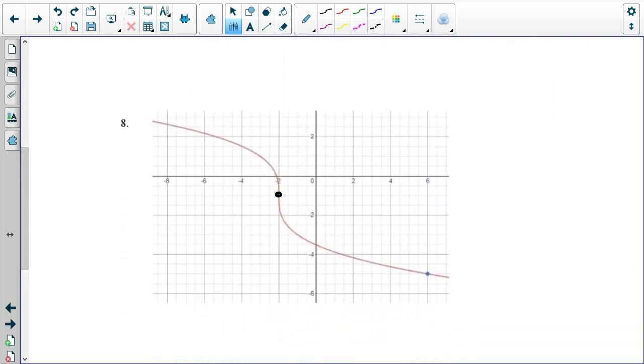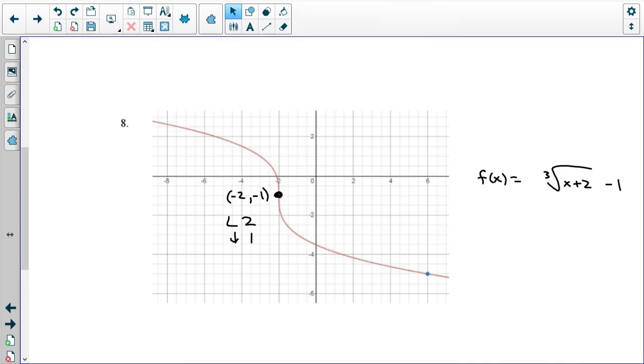Here's a cube function, or a cube root function. It looks like my middle point is at negative 2, negative 1. So I have a left shift of 2 and a down shift of 1. That means the function is the cube root of x plus 2 minus 1. And then I have to figure out what's happening with the point that I have.